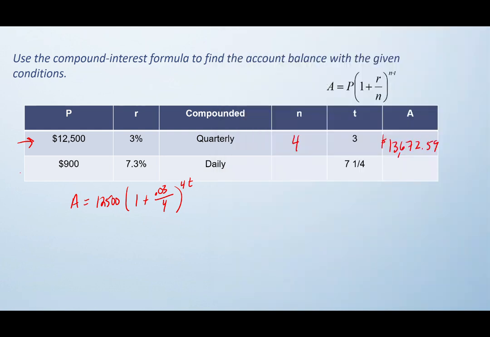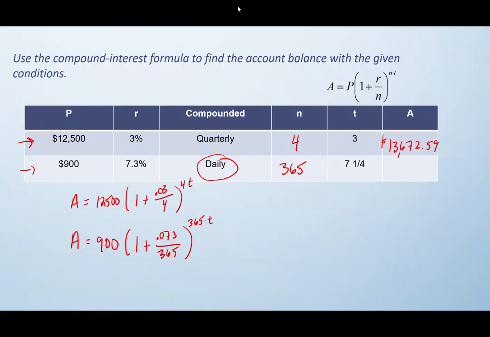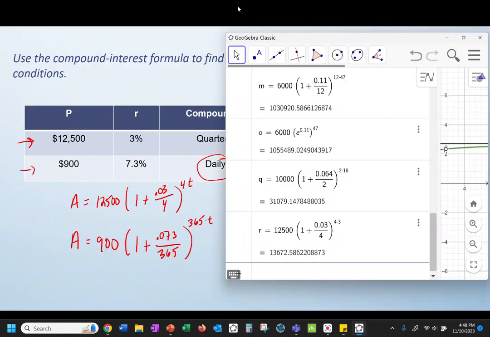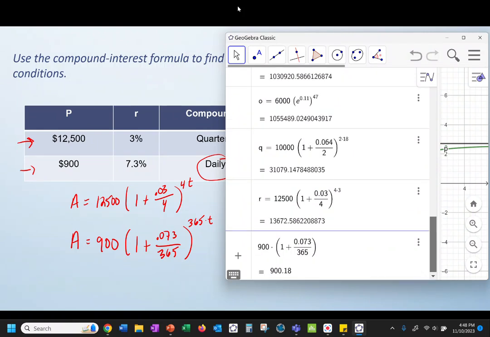All right, so our second one, we've got $900. We are investing it at 7.3% compounded daily, so that means 365 days a year, because we don't worry about leap years. And we're going to raise that to the 365t. And we're going to leave it in for 7.25 years, because who picks these numbers, right? So we've got 900 times 1 plus 0.073 over 365, to the 365 times 7.25 years.